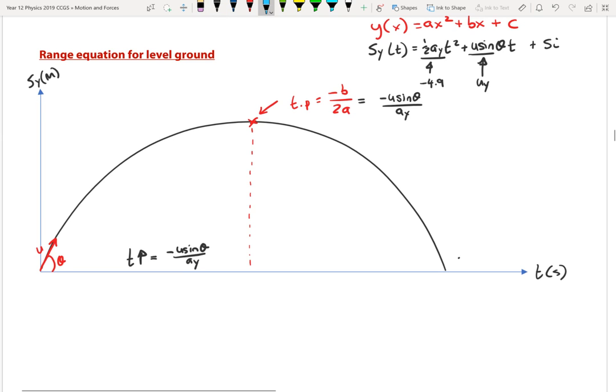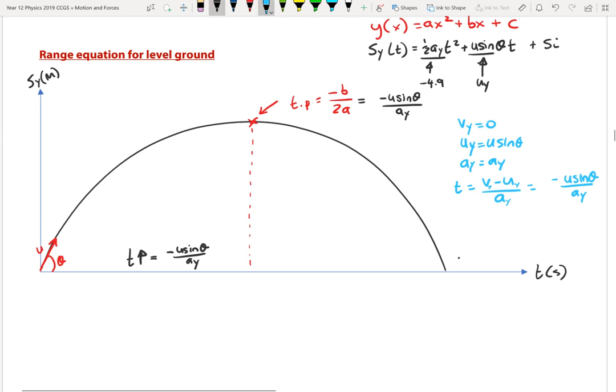Quick little side mission. If you wanted to find the turning point, you would set Vy equal to 0. Uy is u sine theta, and ay is ay. So you could go, well, t equals v take u over a. Sub in v equals 0, you get 0 minus u sine theta over ay. Well, that comes back negative. That's what we found looking at the turning point equation. It's exactly the same if you use your equation of motion and set Vy equal to 0.